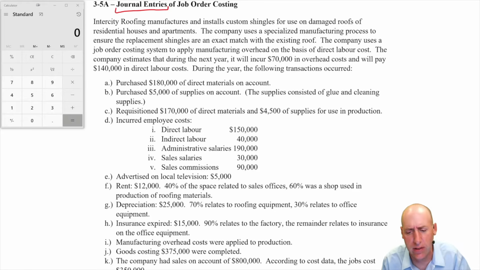Intercity Roofing manufactures and installs custom shingles for use on damaged roofs.